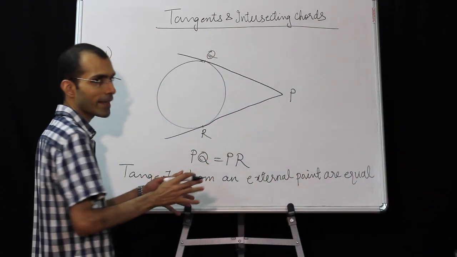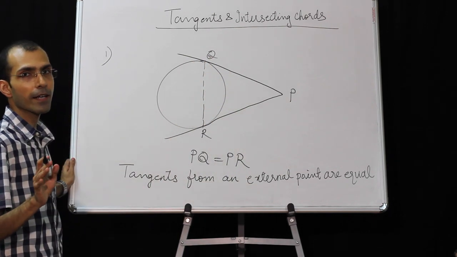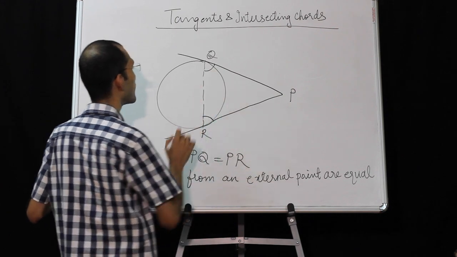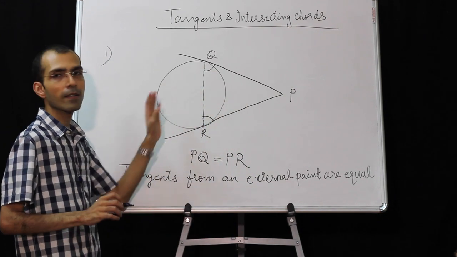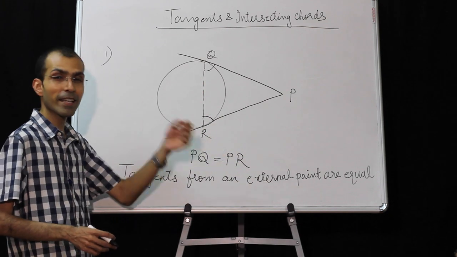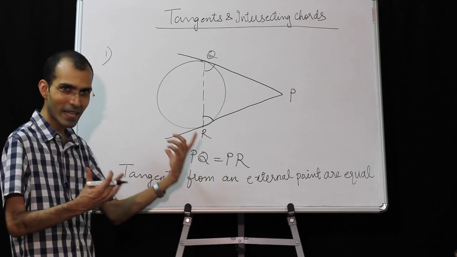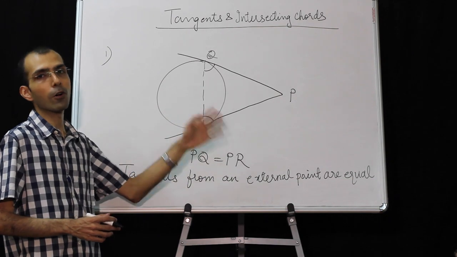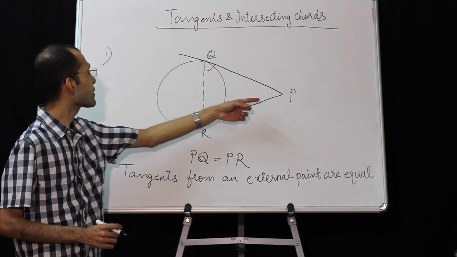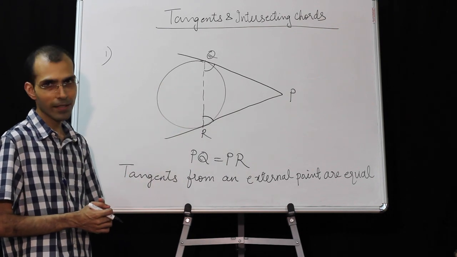Now, how does this help in angles? See, if I join QR, the triangle will become an isosceles triangle. So this angle and this angle would be equal. Why? Angles opposite to equal sides are equal. Though it appears to be a length concept, it very much helps in angles also. PQ equals PR, tangents from an external point are equal. So naturally, angle PQR and angle QRP would be equal, that is, angles opposite to equal sides are equal.